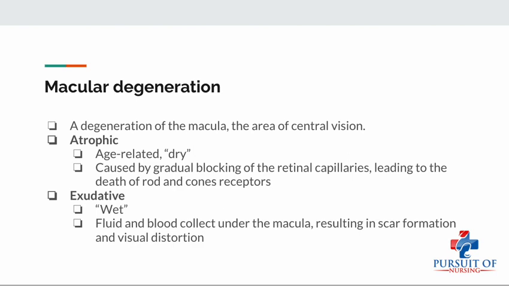It's caused by gradual blocking of the retinal capillaries, leading to the death of rod and cone receptors. Whereas exudative macular degeneration, or wet, is where fluid and blood collect under the macula, resulting in scar formation and visual distortion. Both are characterized by the presence of drusen, which are yellow deposits beneath the retina. The assessment findings for macular degeneration: this patient is going to have a decline in central vision. They're going to complain of blurred vision, distorted vision.